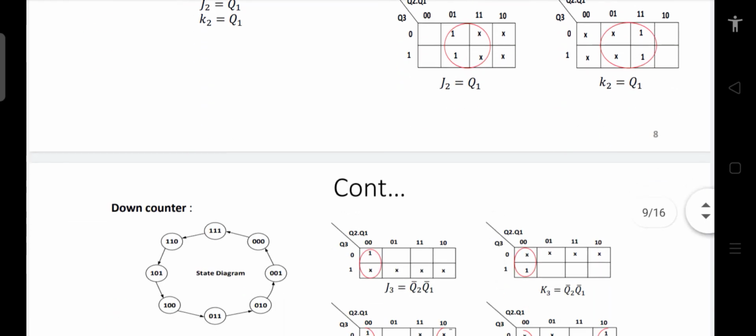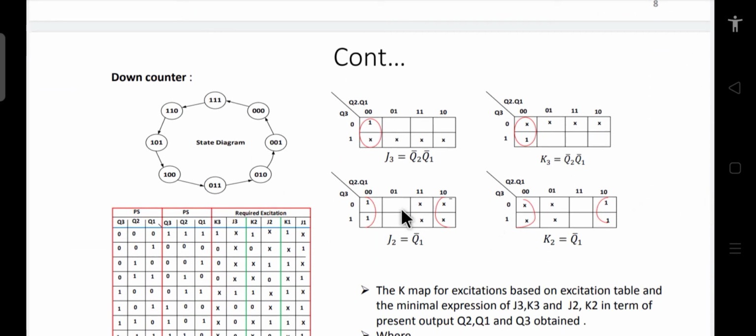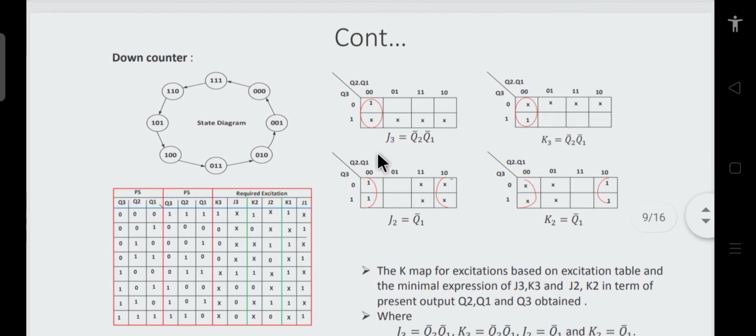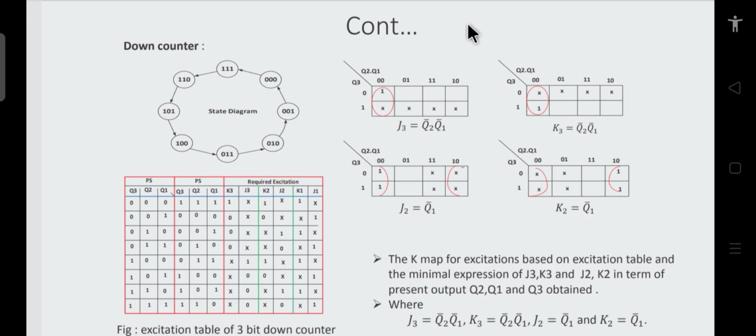Now let's say you draw the circuit for the down counter. The down counter is when your M is equal to 0. So when your mode control M is equal to 0, at that time your circuit will count in the reverse direction. If it is in the 000 state, it should go to the 111 state, then 110, 101, 100, 011, 010, 001, and again 000. So you draw the state diagram.